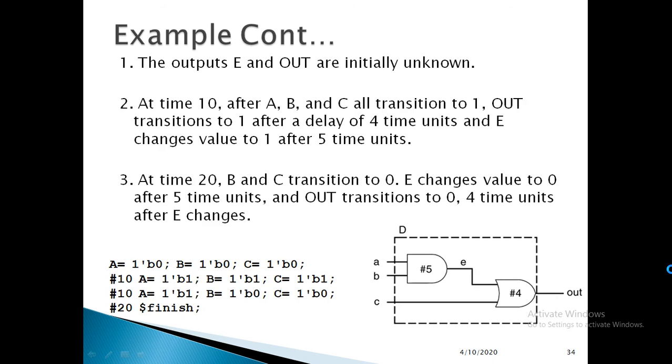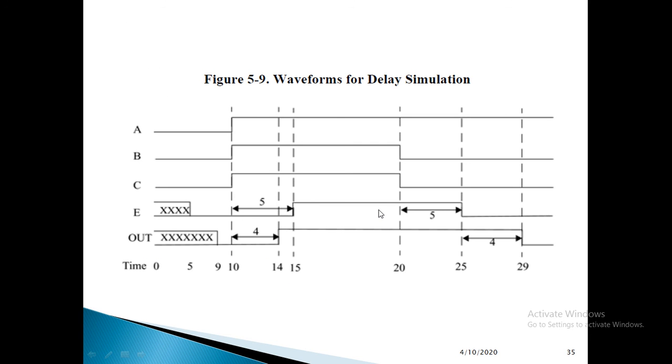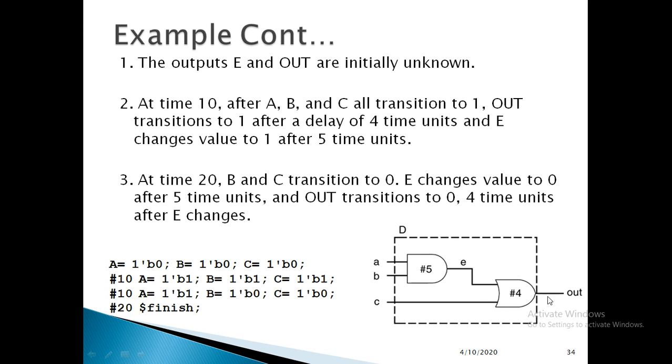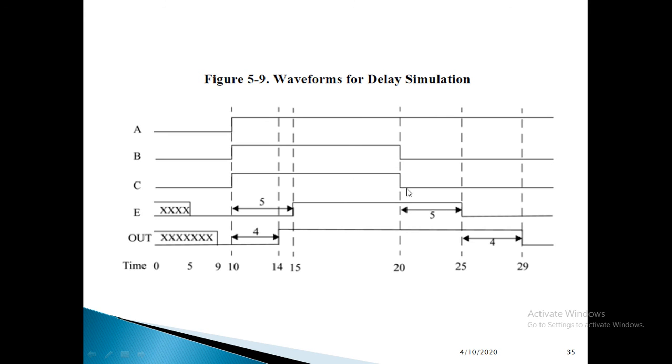Let's see here, this gate which has the output out has the inputs C and E. Here you see that C will become 0 at that time unit, and E will become 0 at 25, but out is still 1, and it has to wait for 4 time units, and out goes to 0 at 29.